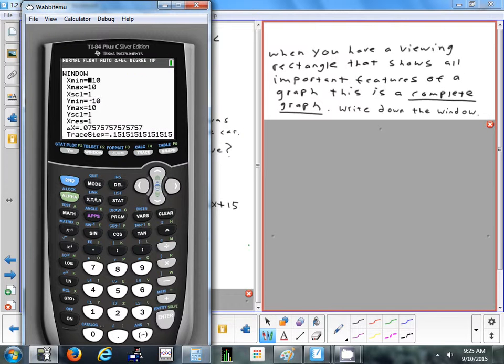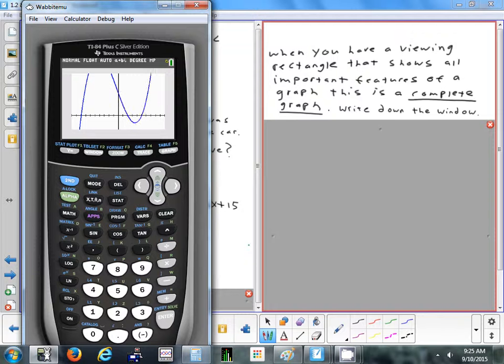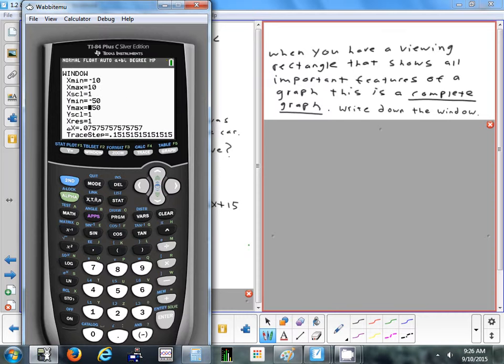All right, so what I would do is I just play with it. Keep zooming out until I can finally see it. This part is just a little bit of trial and error. Okay, that's better. I can see this turn, but there's one more turn that's still off the screen. So I'll just try 300, see what that looks like. Good. That's a complete graph.